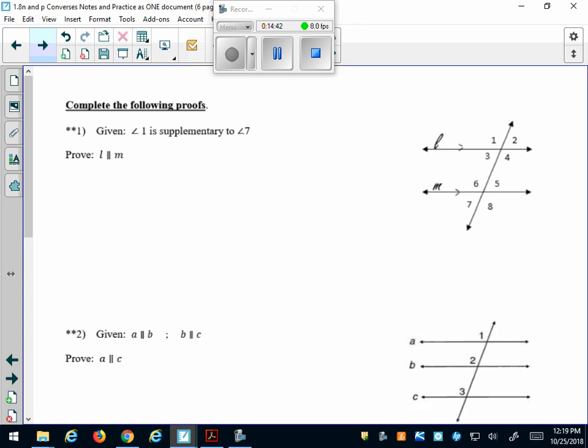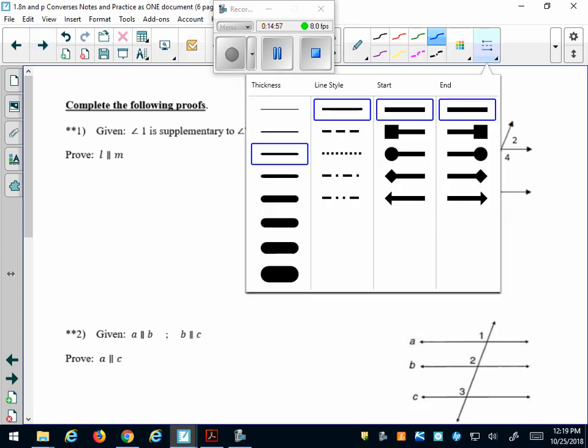So let's do a few of these together, and then I'll let you practice them on your own, okay? All right, so let's look at this first one. This is more of a basic, right? Two lines cut by one transversal, more of a basic proof here.